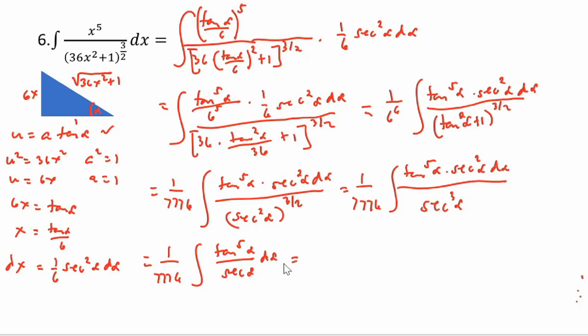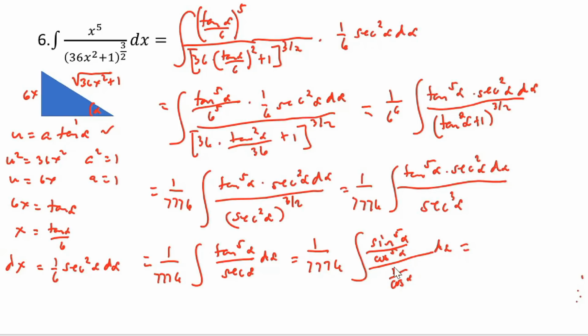Using the rules in the powers of secant and tangent, we are using rule number 5. So we are going to rewrite the given in terms of sine and cosine. We can write it as 1 over 7,776 times the integral of sine to the fifth power of alpha over cosine to the fifth power of alpha, all over 1 over cosine alpha, d alpha.